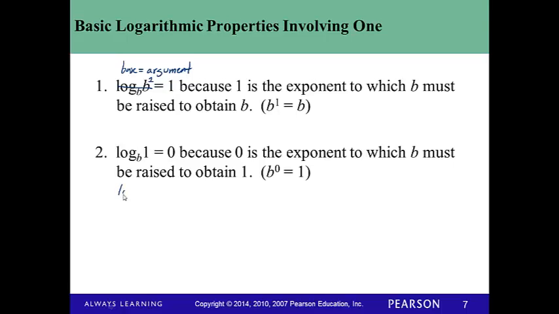So if it was log base 2 of 1, that would be 0. If it was log base 10 of 1, that's also 0. Regardless of what the base is, if it's log base b of 1, it equals 0. If it's log base b of b, that equals 1, because remember, if your base and your argument are equal, the log basically cancels out, and you're left with this exponent, which in this case is a 1.